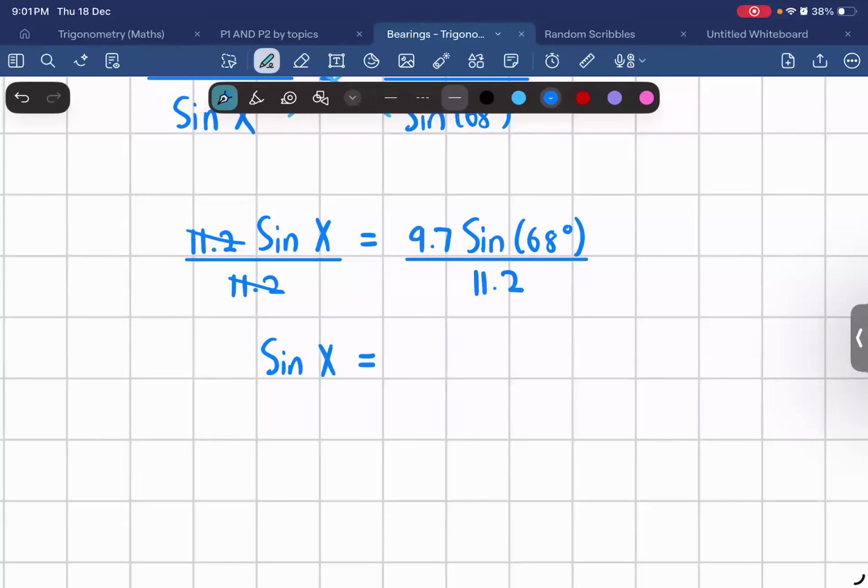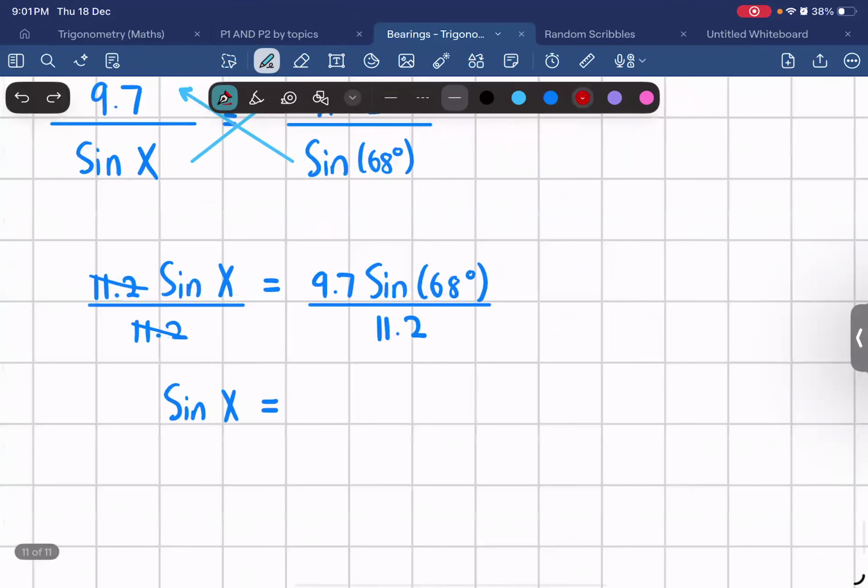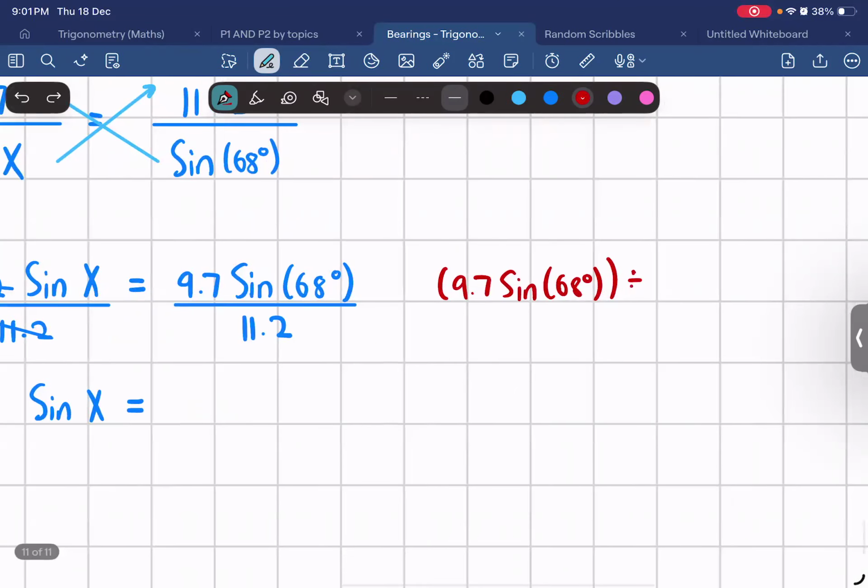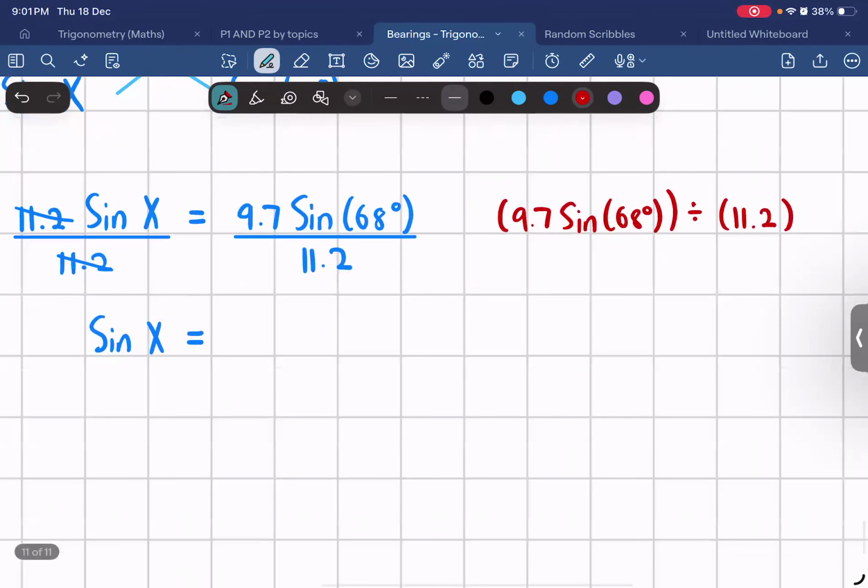And you're going to plug this into your calculator. So open bracket, 9.7 sine, open bracket, 68 degrees, close bracket, divide 11.2. You don't have to put 11.2 in brackets, but we're going to do it anyways. Doesn't hurt to be extra cautious. So plug this into your calculator and let me know what you're getting. The full thing, guys?